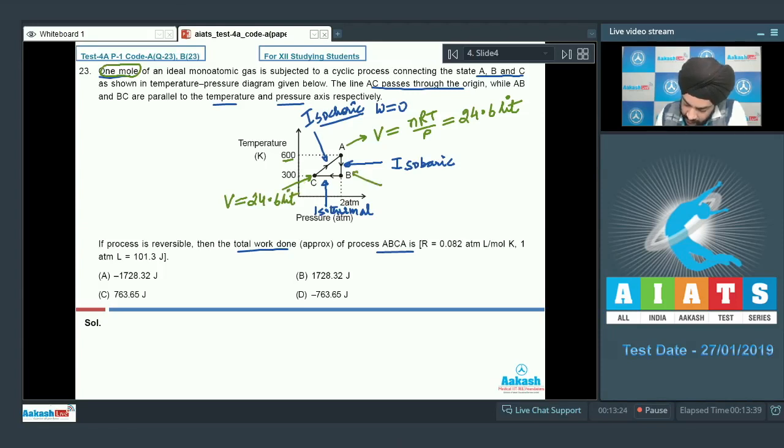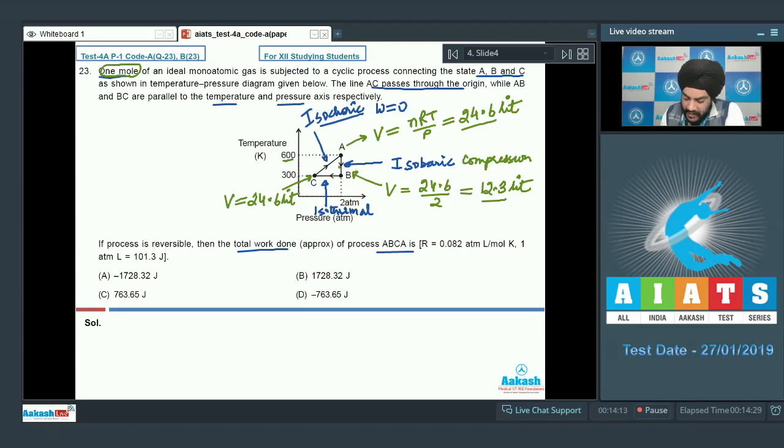Now if we talk about VB, the volume at B can be calculated by the fact that the pressure is constant, and at constant pressure the temperature has been made half times, which means that the volume will also become half times the initial value. So the volume at this point shall be equal to 24.6 upon 2, which gives us a value of 12.3 liters. Now, the path AB is isobaric compression. We can see that the volume initially was 24.6 liters, now it is 12.3 liters. So the path from A to B is isobaric compression.